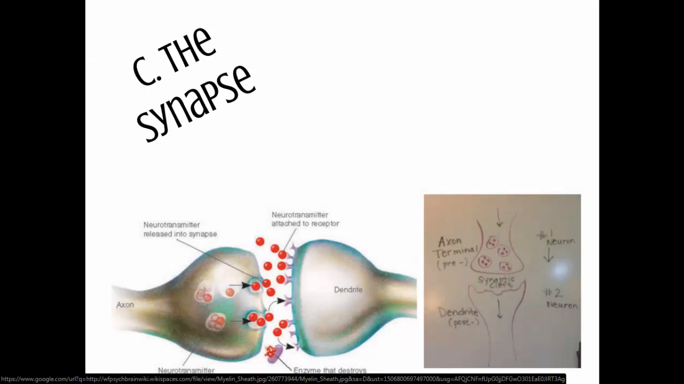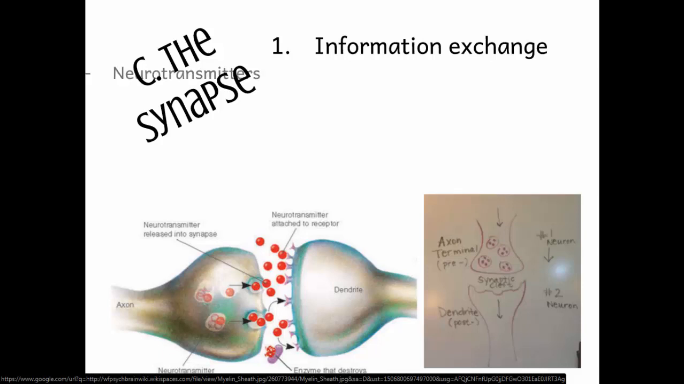Let's talk about the synapse itself. Now we're going to start talking about the exchange of information and how that takes place. We're still looking at structures in the neuron, but we're also going to start the process of how a neuron fires and what it does. This is where the information exchange takes place, through those neurotransmitters.